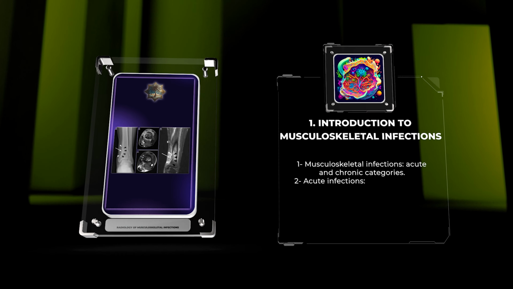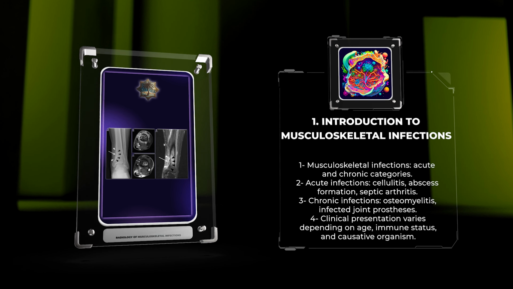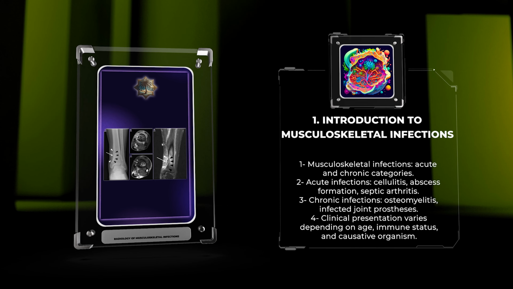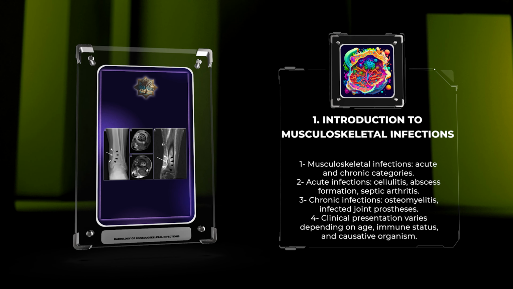Musculoskeletal infections can be classified into two major categories: acute and chronic infections. Acute infections usually manifest as cellulitis, abscess formation, or septic arthritis, while chronic infections may present as osteomyelitis or infected joint prostheses. The clinical presentation can vary depending on the age and immune status of the patient, as well as the causative organism. Imaging plays a crucial role in the diagnosis and management of musculoskeletal infections.